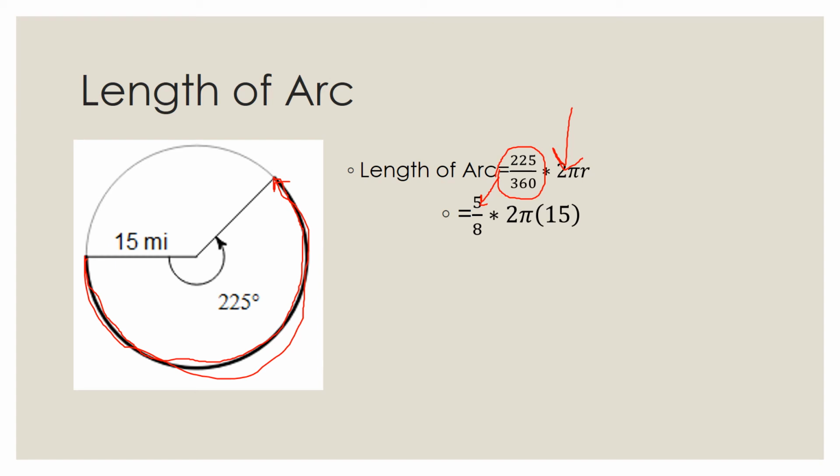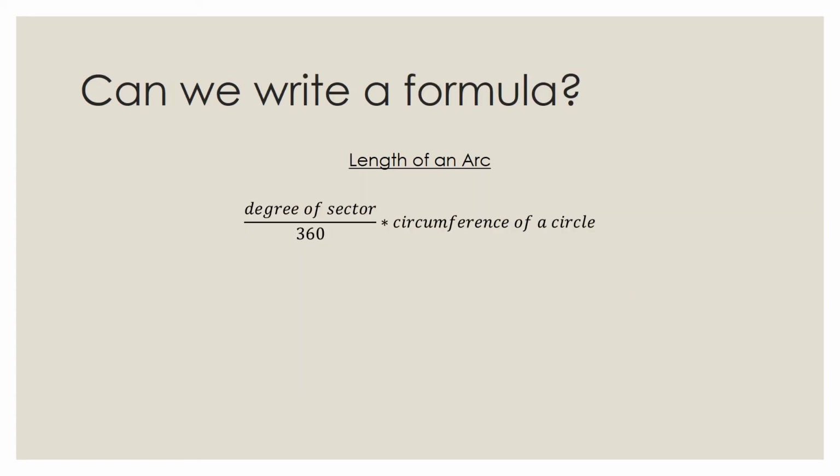Now if you're using a calculator, it's not really necessary to do that in a separate step. But this right here is 5/8 worth of our entire circle. So we multiply 5/8 times 2 times 15, our radius, and we get 5/8 times 30 pi. Then if we multiply that out, including the pi, we'll get 58.875 square miles is the distance of this 225 degree arc. So we can also write a formula for that, and it's going to look very, very similar.